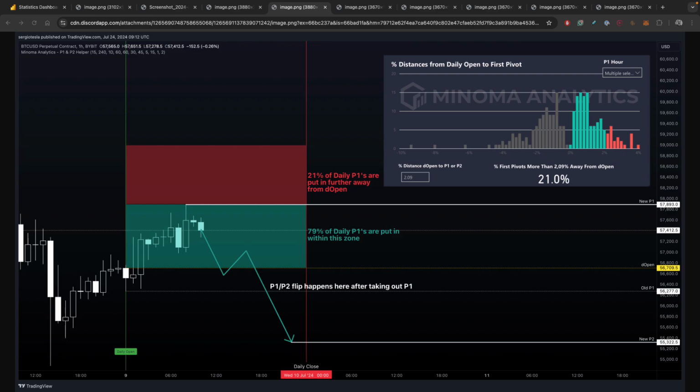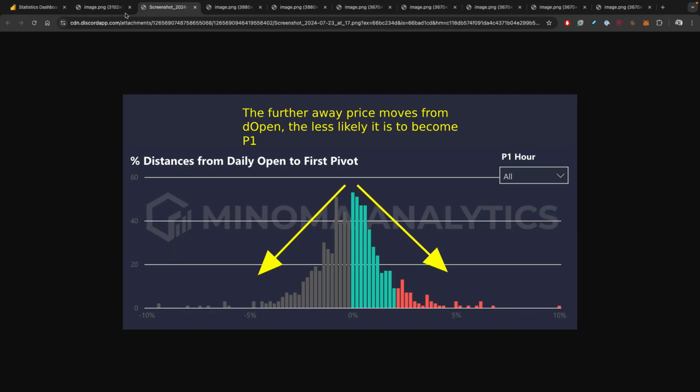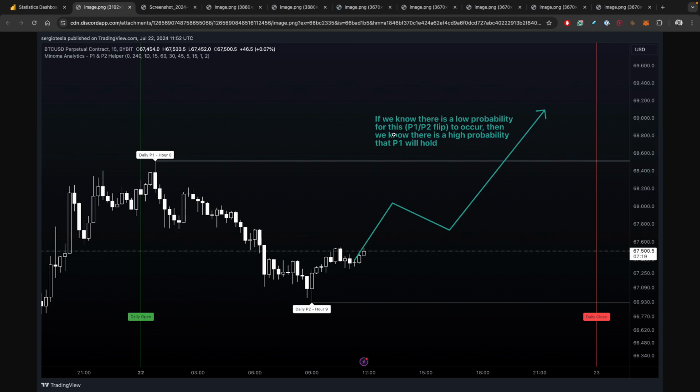And again, I say derive and infer, these are important words, we're going to get to that, but we can infer the probability of P1, P2 flip happening is low. And such a move happens approximately 1 out of every 5 days, right? 21%, so this would happen only 1 every 5 days. And this is where everything comes together. Remember that we stated at the start of this tutorial, if we know there's a low probability for this P1, P2 flip to occur, then we know there's a high probability that P1 will hold.